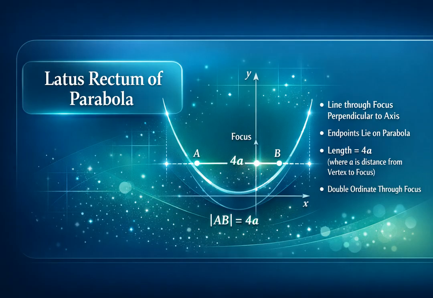For example, if a equals 2, the latus rectum has length 8. This is the focal chord perpendicular to the axis.